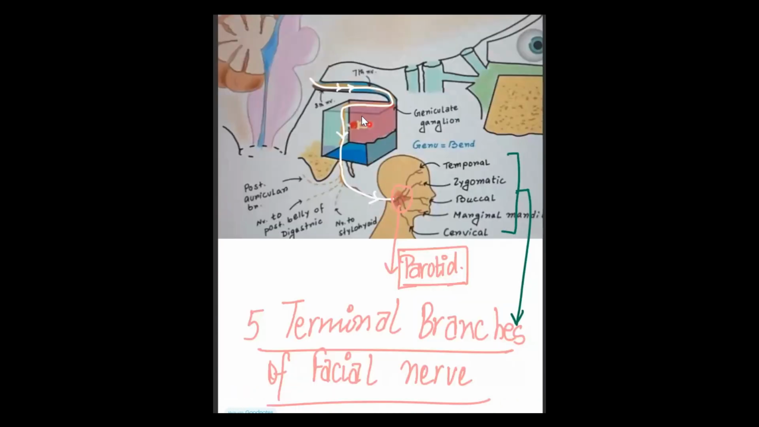Now, after it comes out of the foramen and gives off those three branches, the facial nerve heads its course towards the parotid gland, where it gives off its five terminal branches. Okay, the five terminal branches are the temporal, zygomatic, buccal, marginal mandibular, and cervical branches.